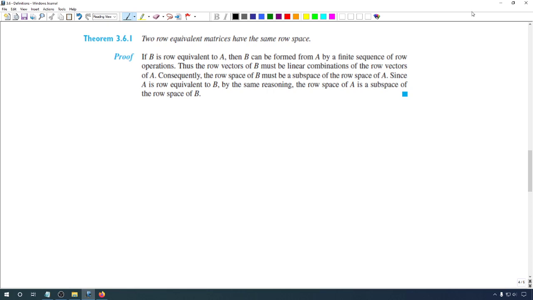And you can go through the proof of this. I have it presented. We're not going to focus too much on that. But the main thing is that in order to talk about the row space, we will usually take our matrix and put it into row echelon form.